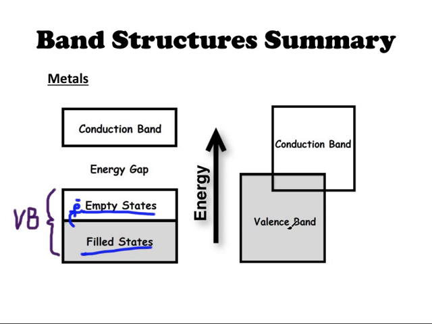For the second metal band structure, we have an overlapping valence band and conduction band, such that the electron moves from the full valence band to the empty conduction band because those higher energy states are easily accessible to the electron. A good example of a metal that has the half-filled valence band structure would be sodium, where a good example for the overlapping band structure would be magnesium.